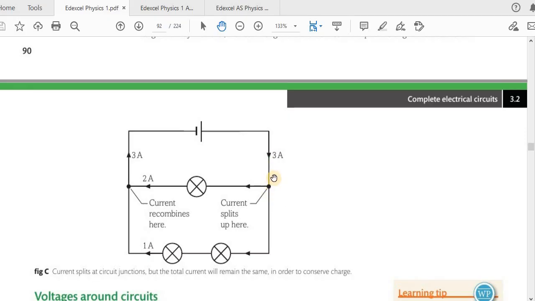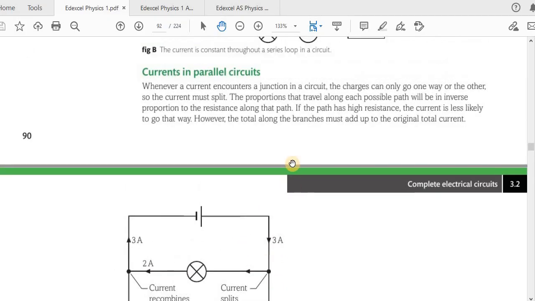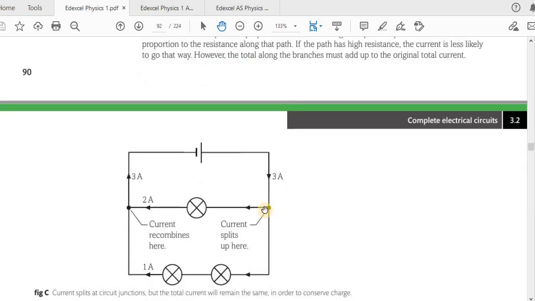3 coulombs every second is entering this junction, and this way you can see it's 2 amperes. So 2 coulombs are leaving every second. Here 1 coulomb is leaving every second. So for the second, here this way 3 amperes, 2 amperes, 1 ampere. So you can see 2 plus 1, 3. So that's what that means. The total current entering a junction should be equal to total current leaving a junction, because the charge has to be conserved.